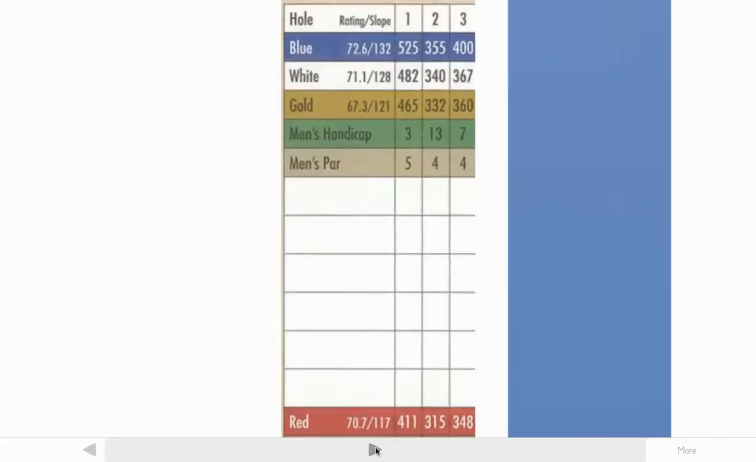So if we look first at a sample scorecard, this is what you would see. Each tee having both a course rating and a slope rating. Now you can see right here that the one thing we are missing is the bogey rating. That's used to calculate the slope rating, but it's not necessarily ever shown on the scorecard.